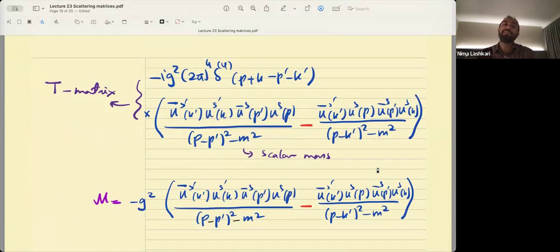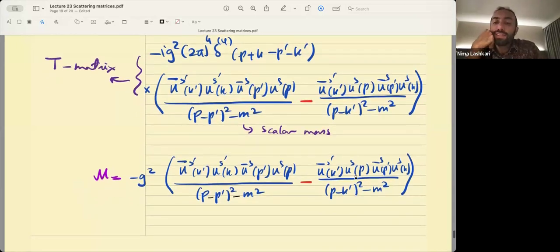All right, so as I said, we often discard this i 2π⁴ δ⁴ term, and we write down M, which was the invariant thing. It just takes this form. You can also see that these parts are just trivially fixed by the external legs, right? They're not capturing the details of the interaction.